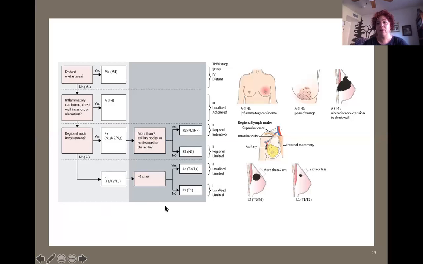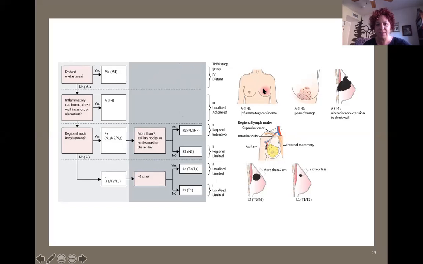And so I found this image, and I thought it's kind of complicated, but if we look at it, as far as you can see, this is stage 4 at the very top, 3, 2, 2, 2, 2, 2, 2, and then 1. So if we start here, is there distant metastasis? Yes. Okay, if there's distant metastasis from the tumor, then we have stage 4. That's how we classify it.